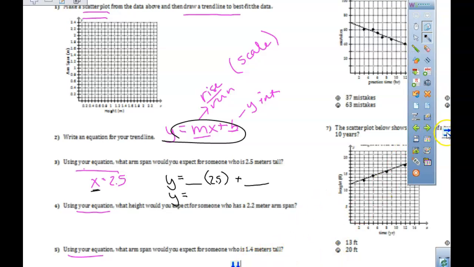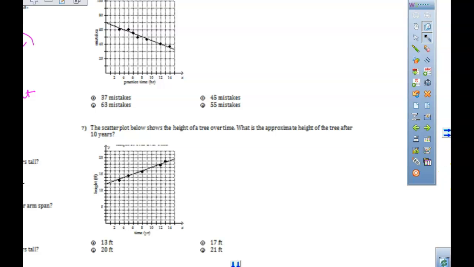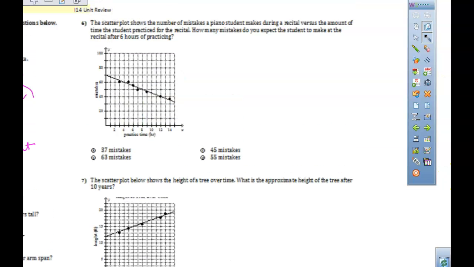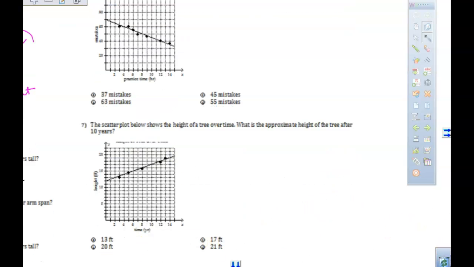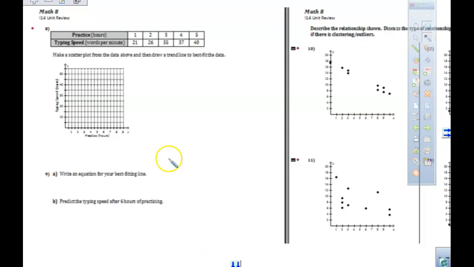As you continue to the next page, you're going to notice that there's quite a few pages of this assignment for I-14. Number 6, again, we are asking you, looking at this scatter plot, how many mistakes do you expect in 6 hours? So again, you can use your graph and estimate that. Same with this next one. Some of these are going to be multiple choice, similar to on the test.